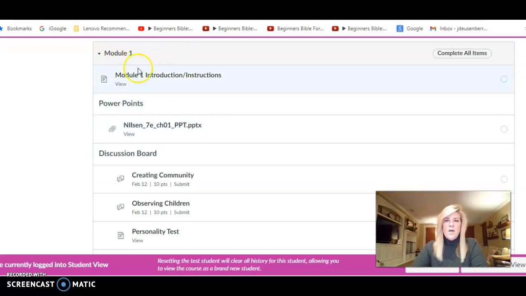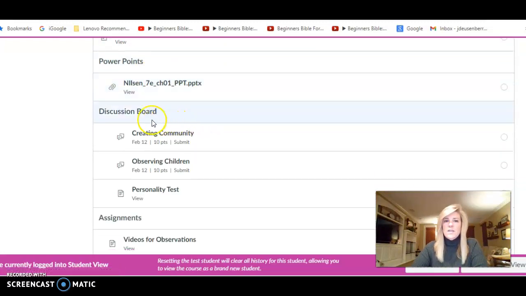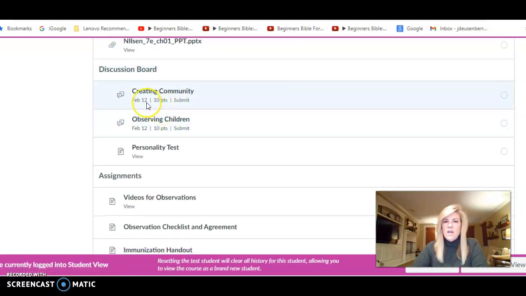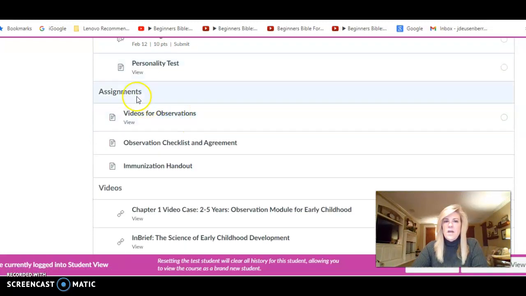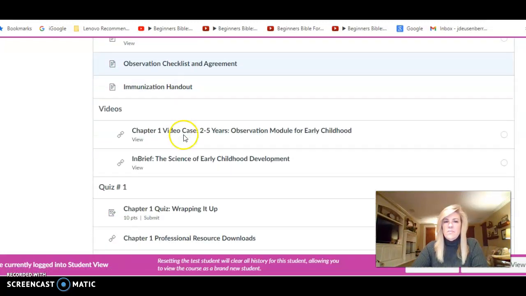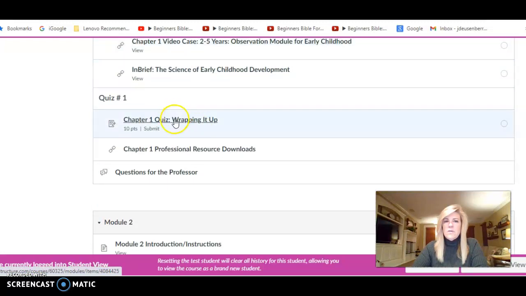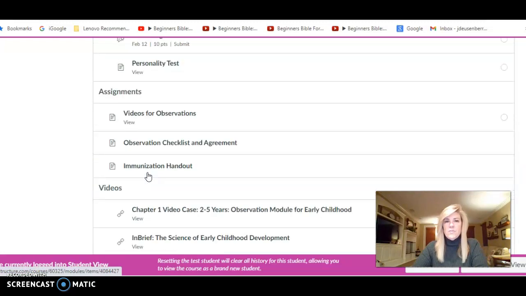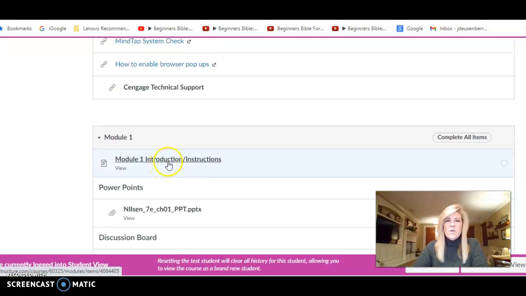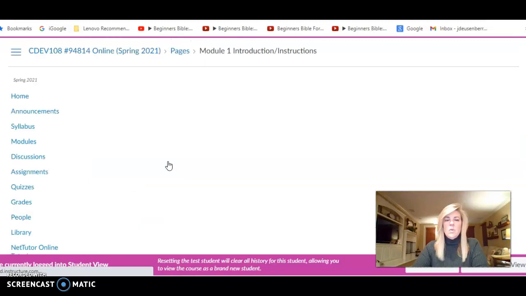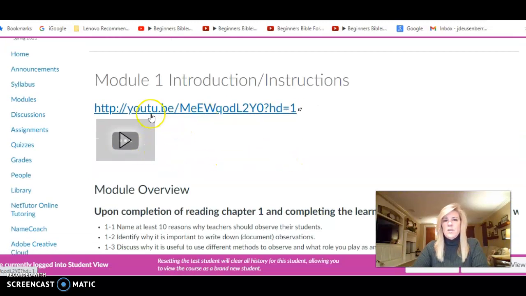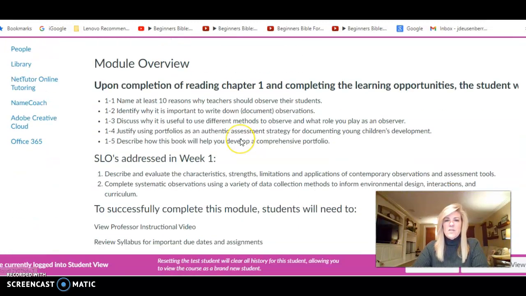So here's Module 1. We're finally here at Module 1. Under Module 1, I break it down for you. I have instructions, PowerPoints, discussion boards, and underneath you'll see the due dates, assignments, some videos, quizzes, professional resources if I have any for that week, as well as question for the professor, okay? So you're going to want to always start off by clicking on Module 1 instructions. You will always find my video embedded within the instructions.